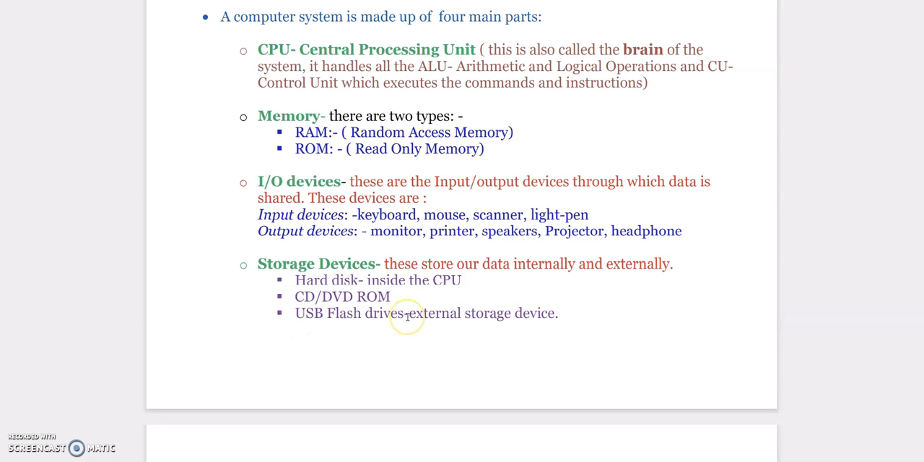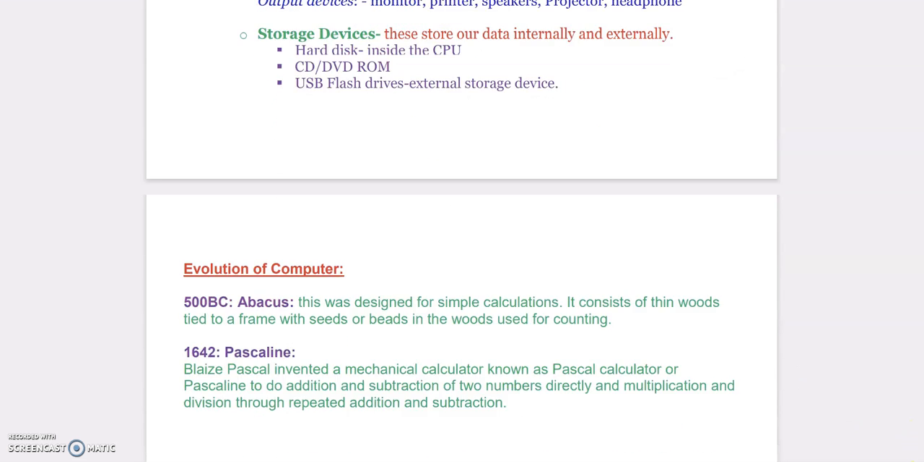Then we have USB flash drives. These are called external storage devices. Hard disk is inside the CPU. It's an internal storage device. USB flash drives, what we call pen drives, are external storage devices.